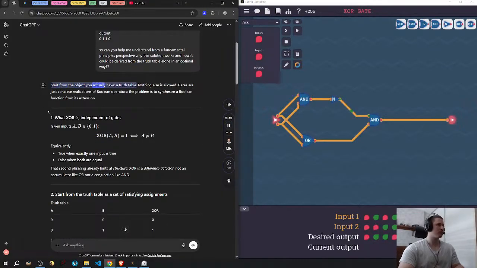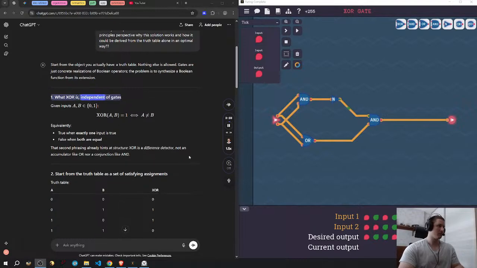Start from the object you actually have, a truth table. Nothing else is allowed. Gates are just concrete realizations of Boolean operators. The problem is to synthesize a Boolean function from its extension. 1. What XOR is, independent of gates.